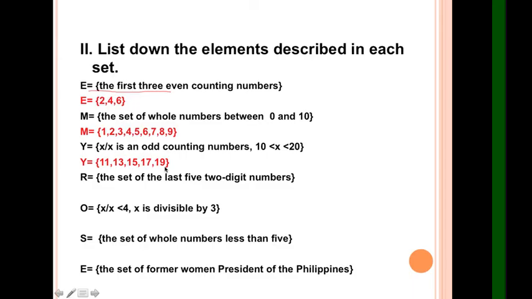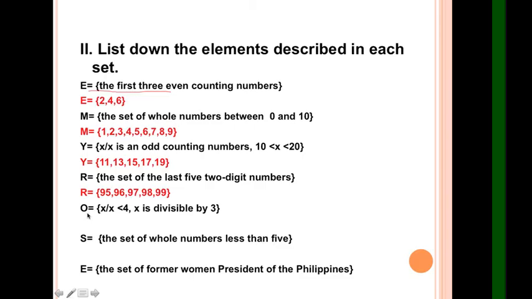Okay? And then, for R, the set of the last 5 two-digit numbers. What do you think are the last 5 two-digit numbers? Okay, so we have 99, 98, 97, 96, and 95. These are the last two-digit numbers because after 99 is 100. So, that is 3 digits already. And then, our R is a rule method and our answer is a list method.